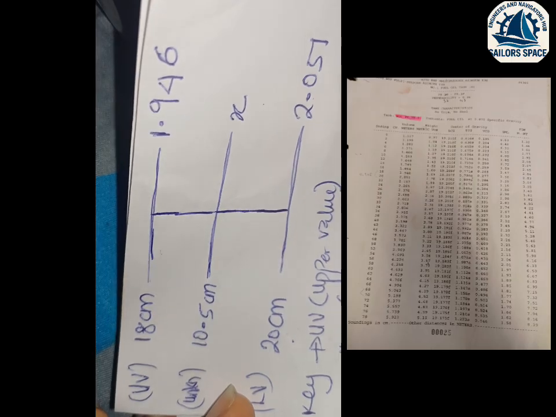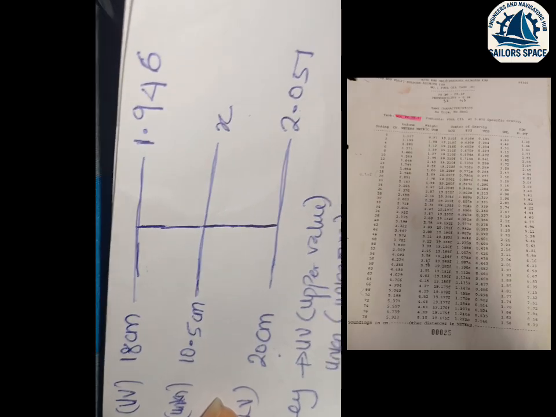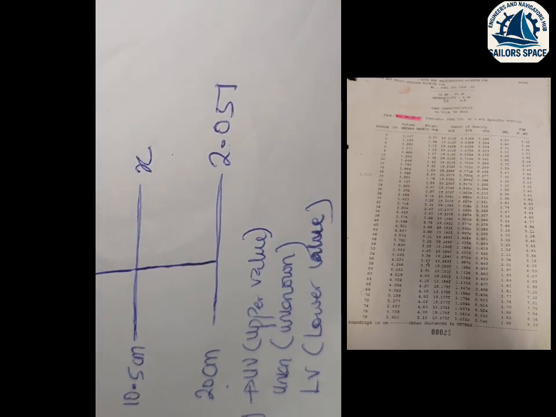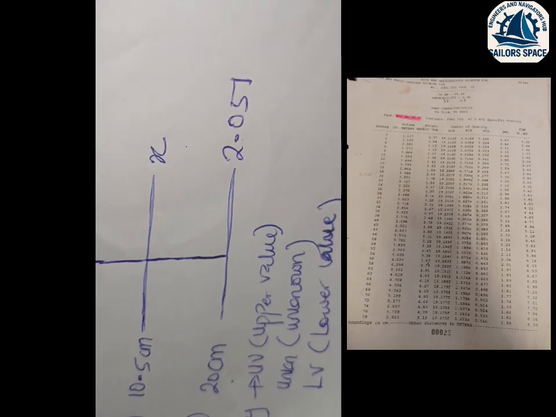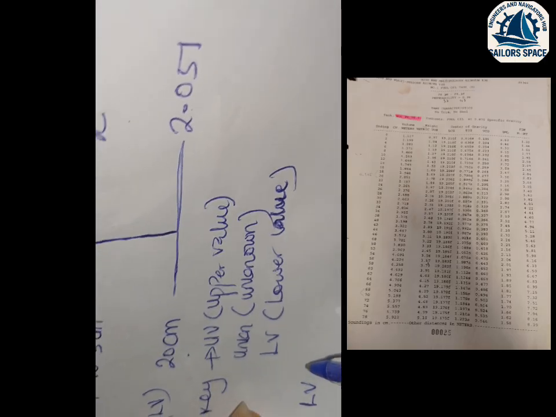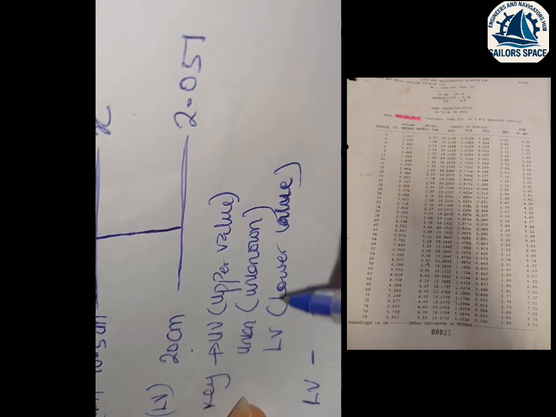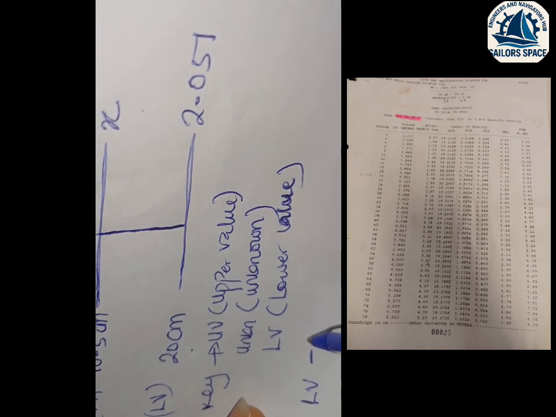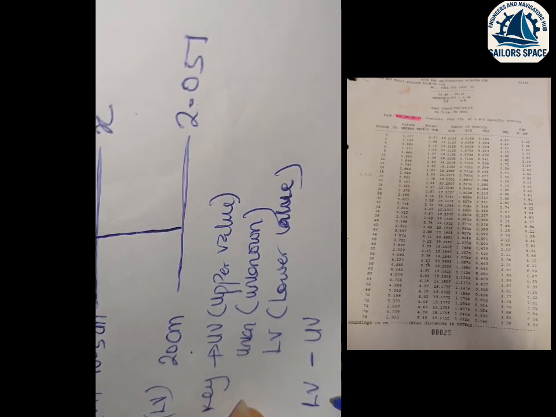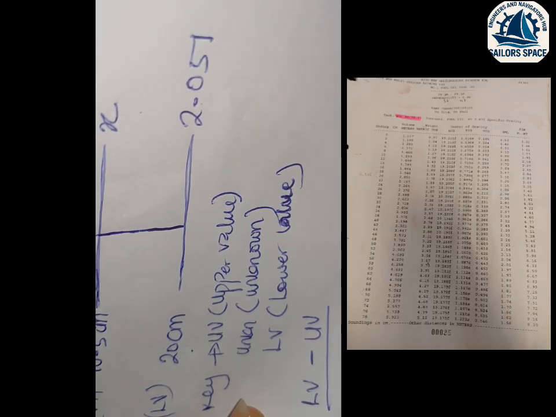Yeah, that's it. Lower value. Don't mind my handwriting. So that's the lower value. So let's start. I said the first formula is the lower value minus the upper value divided by the lower value minus the unknown.